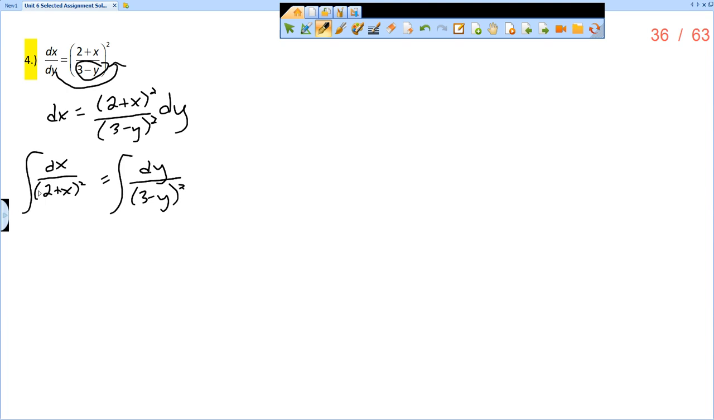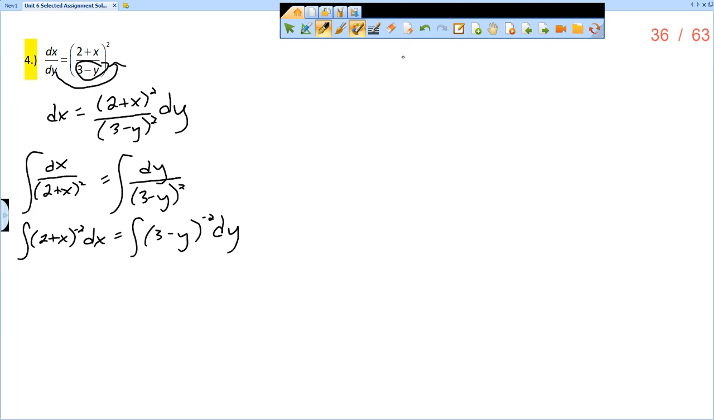But I want to rewrite these in order to integrate. So I'm going to rewrite this as (2 plus x) to the negative second dx, and then (3 minus y) to the negative second dy. Now if I'm going to integrate this, I'm going to have to use a u substitution, but a different u on either side.